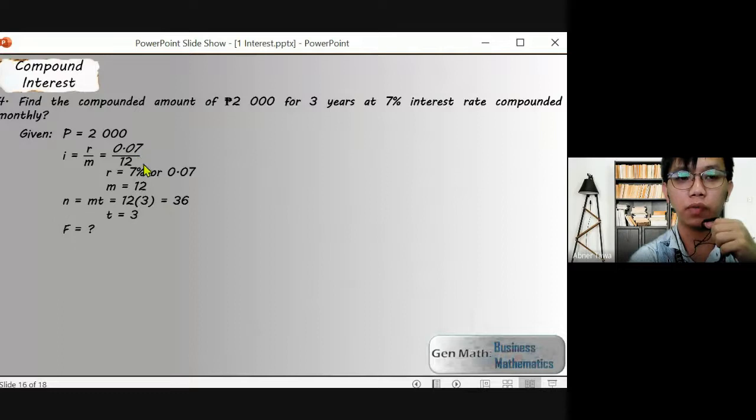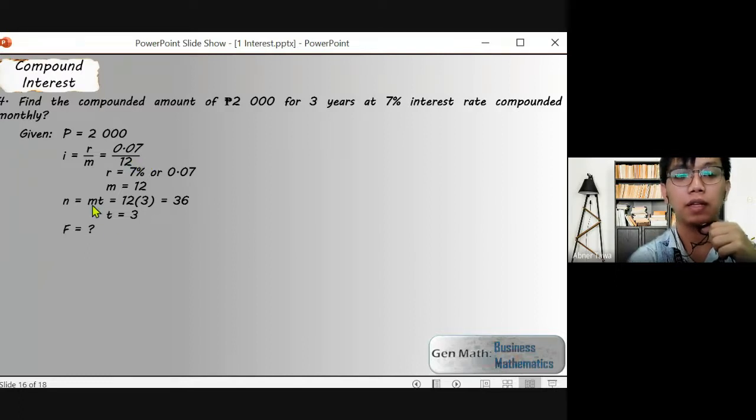So if you're going to observe, we're going to use the fraction form of the value of i, since if you're going to divide this and use the decimal form, maraming decimal places. And we need to round it off kung gagamitin natin yung decimal places. So it's better na gamitin natin yung fraction form pag maraming decimal places to avoid inaccurate answer. Kasi pag nagra-round tayo, mas magiging hindi accurate yung answer natin. So the value of i will be 0.07 over 12.